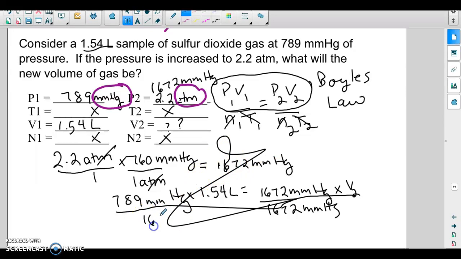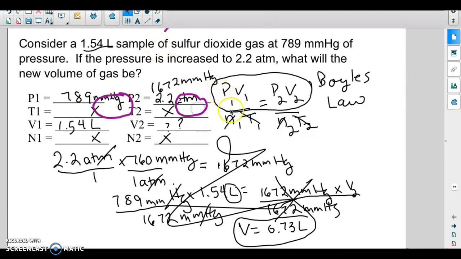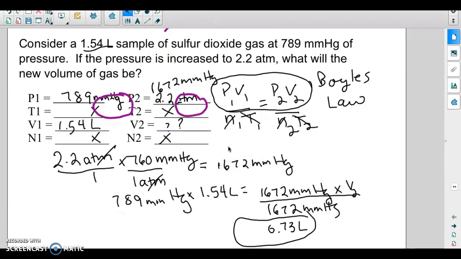But when you do, I know it got messy all of a sudden. The millimeters cancel. These completely go. You end up with liters. So any doubt that you did it right, this can help. So once I do this, I end up with a volume of 0.73 liters. And then I can think, does this make sense? So the pressure went up, so the volume should go down, and it did.